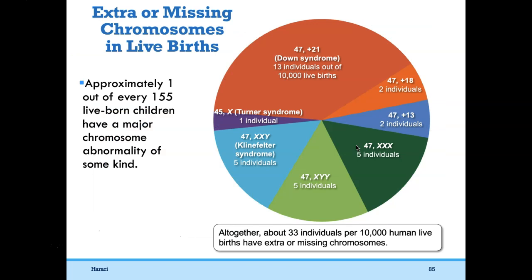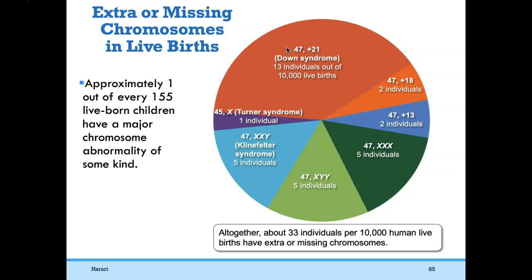So this is a table that shows all of the different human live births that have extra chromosomes. So approximately 1 out of every 155 children has some kind of major chromosomal abnormality. The most common is Down syndrome. So 13 out of every 10,000 live births have this mutation, or this extra 21st chromosome.